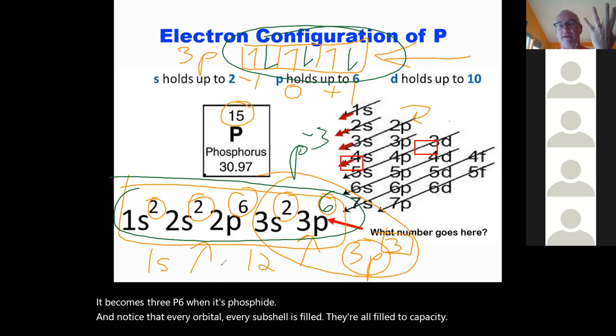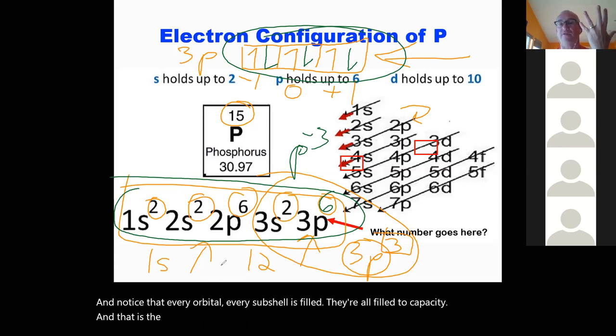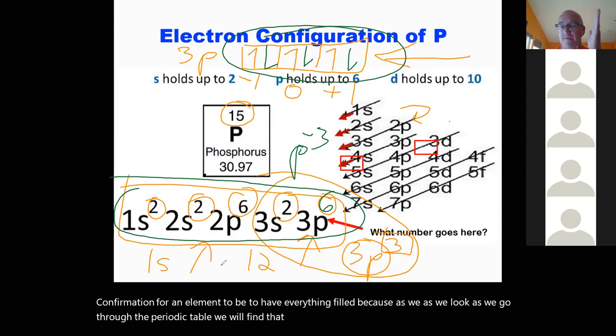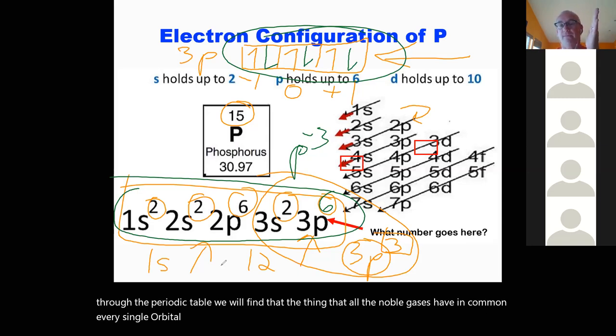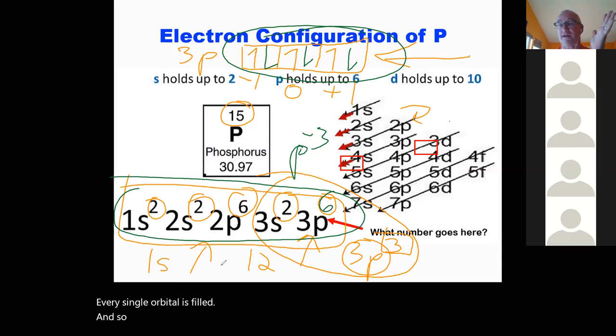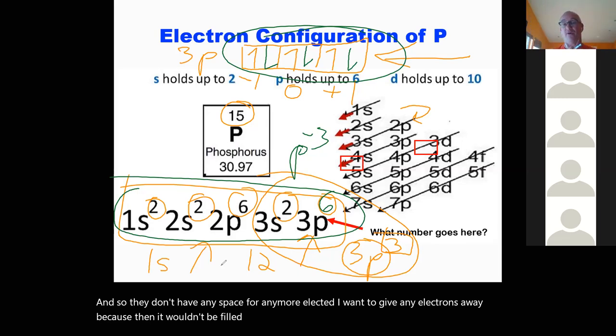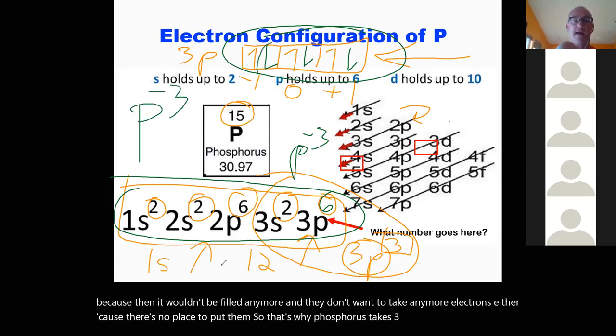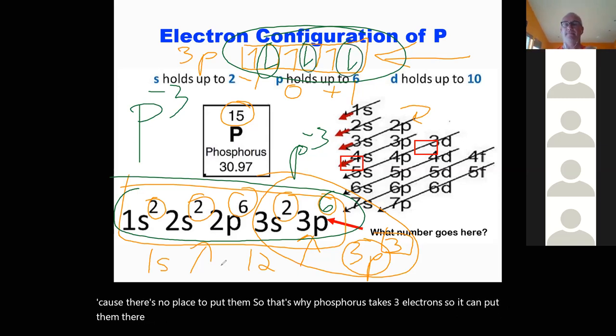And that is the stablest conformation for an element to be, is to have everything filled. Because as we go through the periodic table, we will find that the thing that all the noble gases have in common, every single orbital is filled. And so they don't have any space for any more, they don't want to give any electrons away, because then it wouldn't be filled anymore. And they don't want to take any more electrons either, because there's no place to put them. So that's why phosphorus takes 3 electrons. So it can put them there, there, and there.